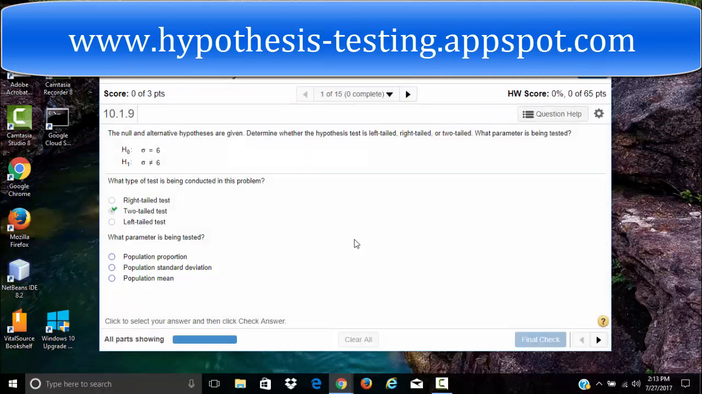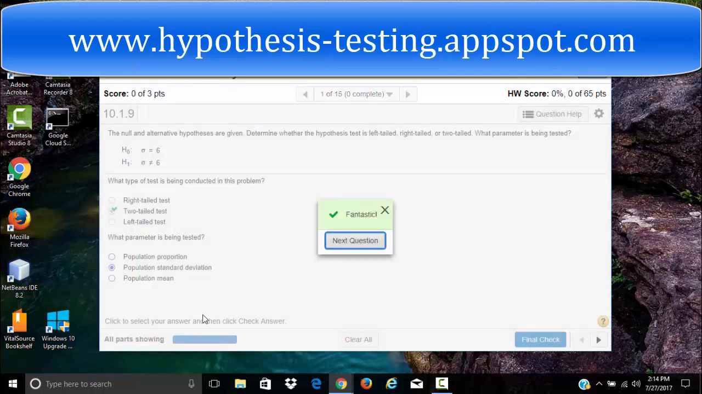And then what parameter is being tested? This sigma is a population standard deviation. Mu is population mean. Mu is a Greek alphabet. Sigma is also a Greek alphabet. Then population proportion is lowercase p, which is an English alphabet. But this sigma is population standard deviation. That's it.